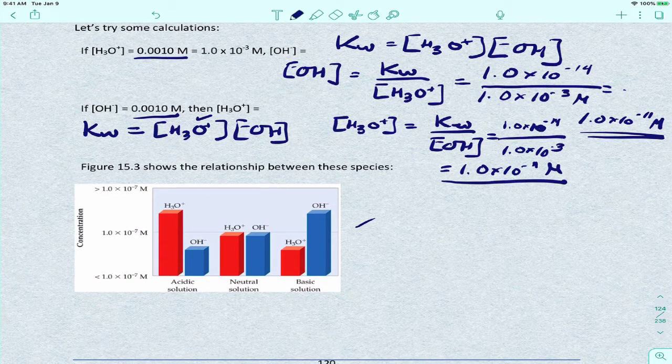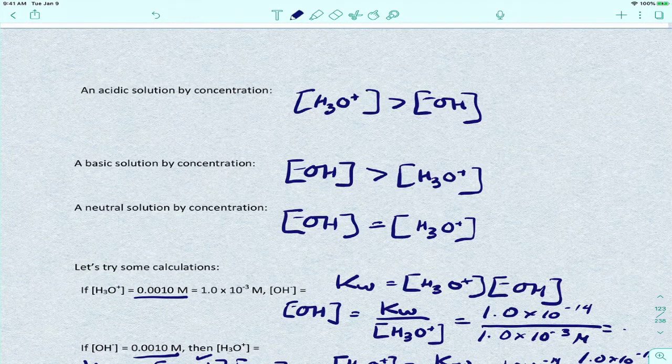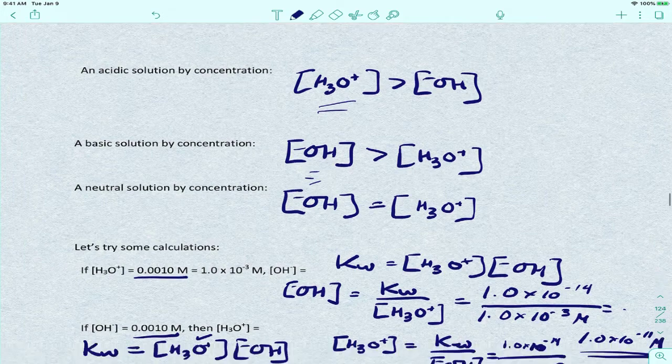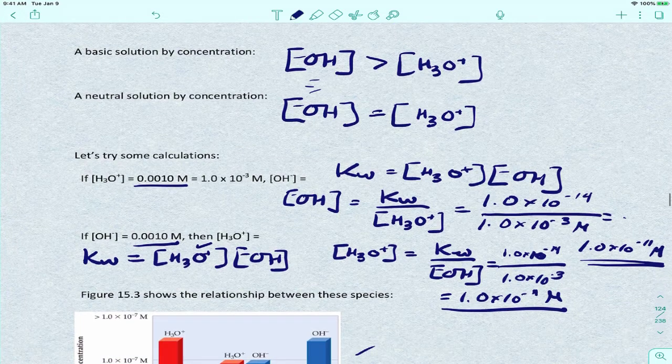And then this figure is really just correlating with what we talked about up here, that in an acidic solution, you're going to have more H3O plus than OH minus. In a basic solution, you're going to have more OH minus than H3O plus. And if it's neutral, they're going to be equal to each other. All right, so that's all well and good.